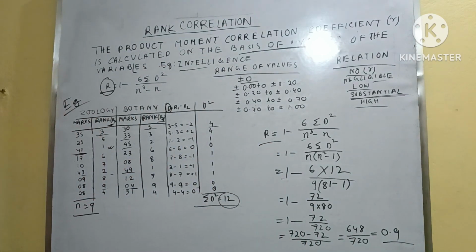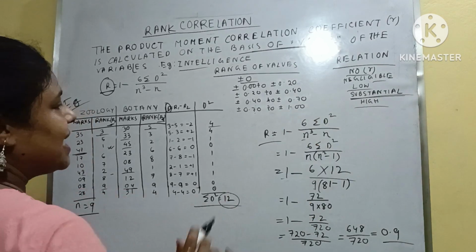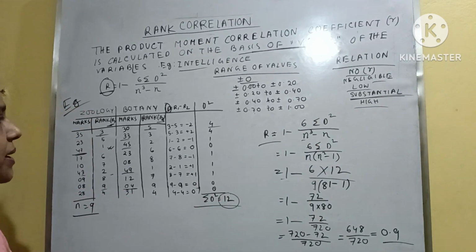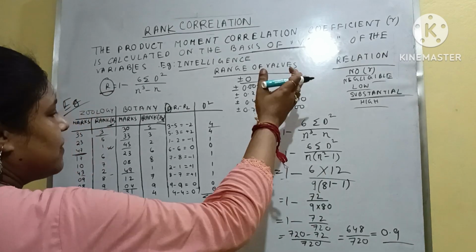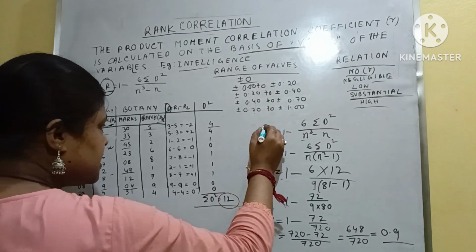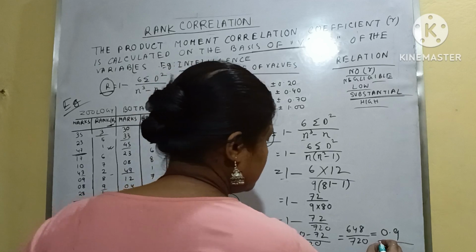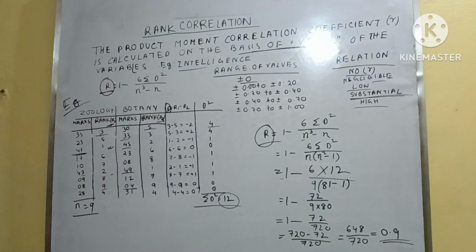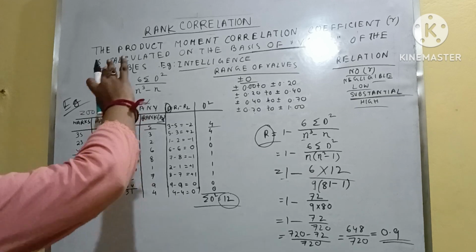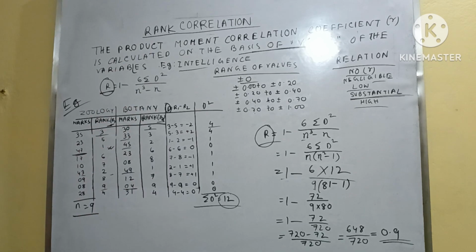Okay, so I think you can understand. We just put the values of D square and N, and after calculating this, we get this R value, which is approximately 0.9. Clear? So I think you can understand how to calculate the rank correlation. Another example: we will calculate the rank correlation by taking another example. So please give me some time.